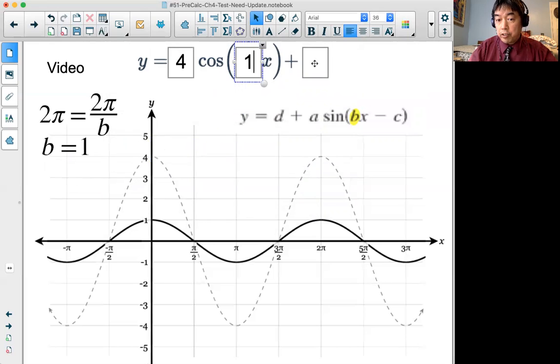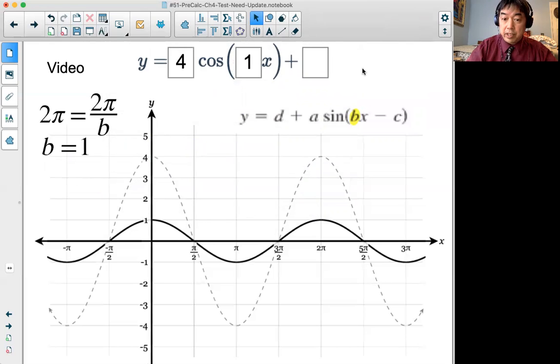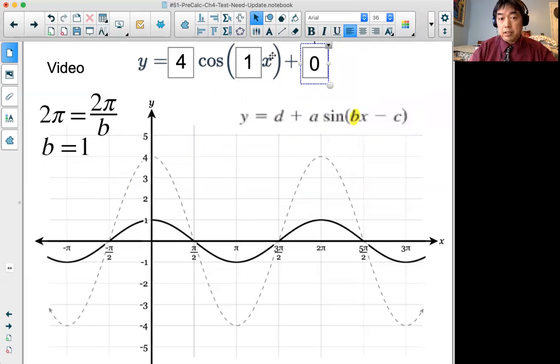So there's no vertical shift. You don't have to put 0. So this is the equation: it's 4 cosine 1x, or you don't have to put 1, and you don't have to put 0. You don't have to write down anything. However, I recommend you put the parentheses around x. Okay, so that is the first question.